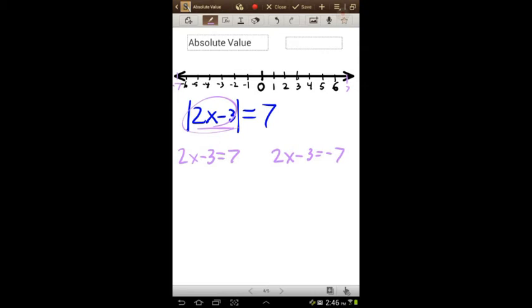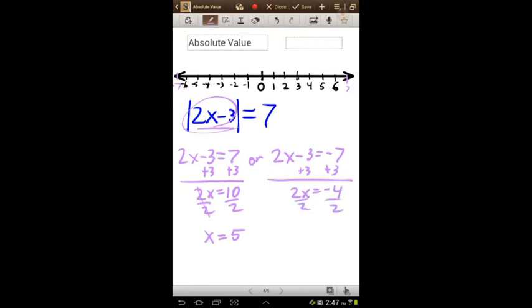Alrighty. So, if it's 7, when I add the 3 over, that gives me 10. Divide by 2. X could be 5. On the other equation, add the 3. Divide by 2. X could be 5 or it could be -2.